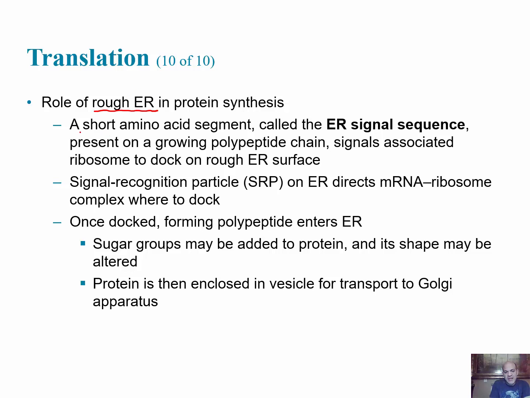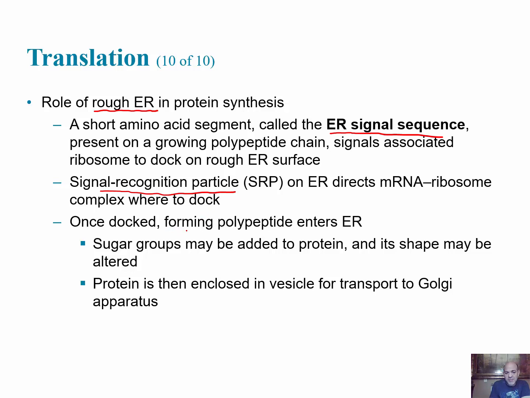How that happens is going to be shown in the following diagram, but there is going to be a little bit extra here. There's going to be a short amino acid segment, called the endoplasmic reticulum signal sequence. It's going to be present on the growing polypeptide chain, and it's going to signal for docking on the rough ER. There's going to be a signal recognition particle, and that directs the mRNA and the ribosome to dock onto the endoplasmic reticulum.